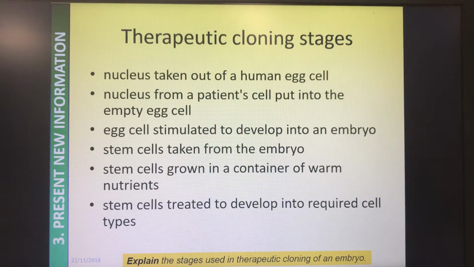Let's look at those stages again because it's quite a difficult process. So the nucleus is taken out of the human egg cell. The cells that you would like to recreate are put into that empty egg cell. It's stimulated to develop into an embryo, so it goes through mitosis, so it's started to multiply, to go through cell division. And then stem cells are taken from that embryo, and I didn't say in the first bit, but I'll say it now. Those stem cells are then grown, so they continue to multiply in a container of warm nutrients. Those stem cells can be used to treat whatever they need to be used for.